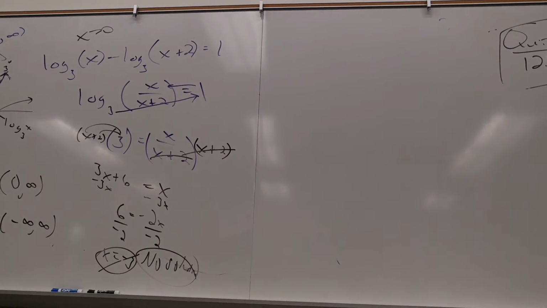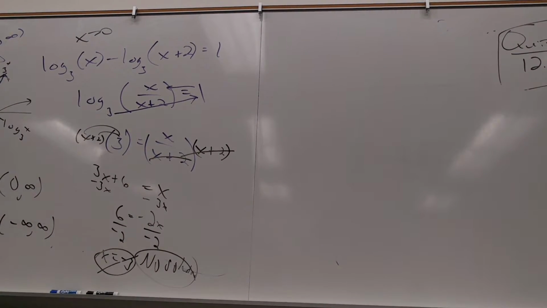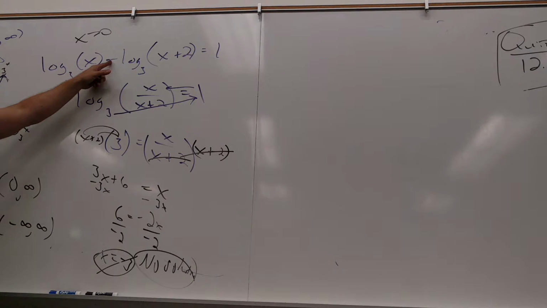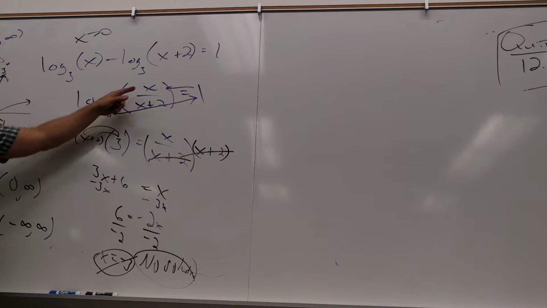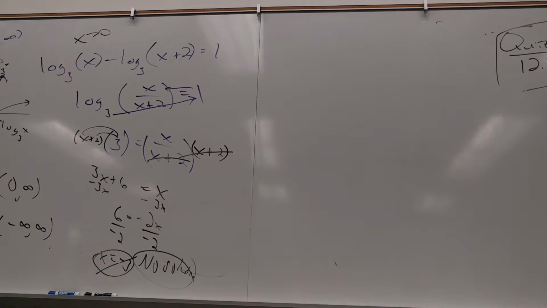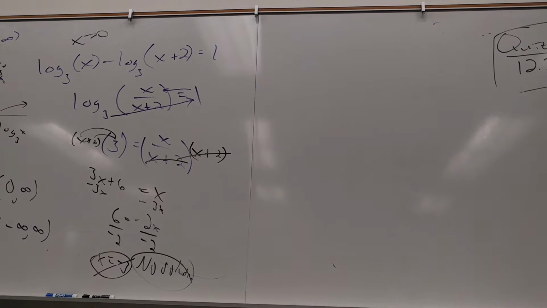Okay. Let's see. So if there would have been a plus here, what would have happened? You wrote it as multiplication. I would have written it as x times x plus 2. So let's try one out. This is a little bit trickier to make it work right. So let me grab one from the book.